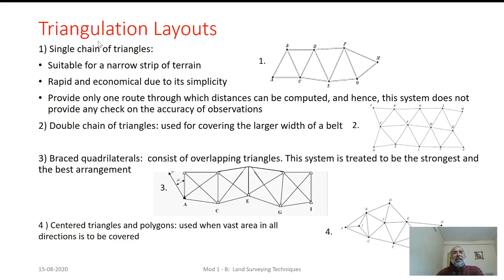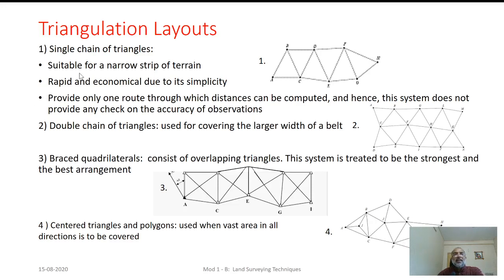Let's think about the various triangulation layouts that we can adopt. The way you see the various layouts, first one is simply a single chain of triangles. Here, as you see, it is a double chain of triangles. Here, it is nothing but braced quadrilaterals, and here this is showing some centered triangles in addition to centered polygons as such.